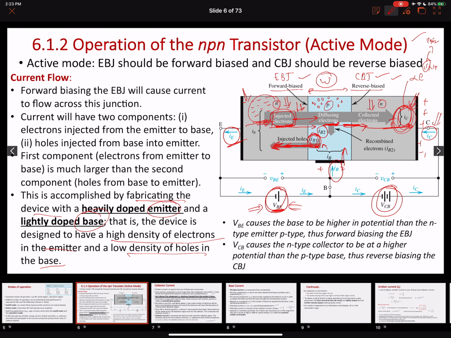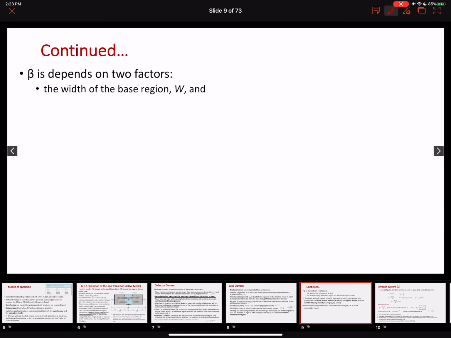The base current and the collector current both depend on the width W, the thickness of the base region. If we have a smaller thickness, our total number of holes in the base region will be smaller, keeping the doping concentration the same. This means our base current will be smaller, the number of holes lost in recombination will be smaller, and our collector current will comparatively be higher than the base current. So by reducing the width of the base, we can increase the beta value.